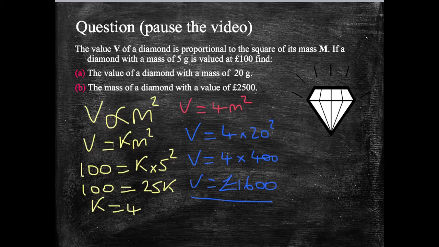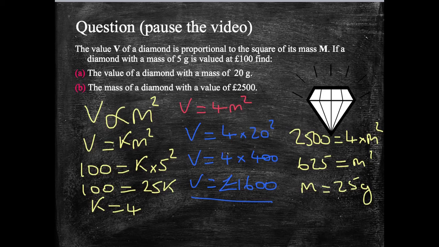The last part, the mass of a diamond with a value of £2,500, is doing it the opposite way round. So here we're going to have 2,500 equals 4 times m squared. 2,500 divided by 4. Let's do that on my calculator. 2,500 divided by 4 gives me 625. 625 equals m squared. Square root 625, and I get 25. m equals 25. So that'll be grams.